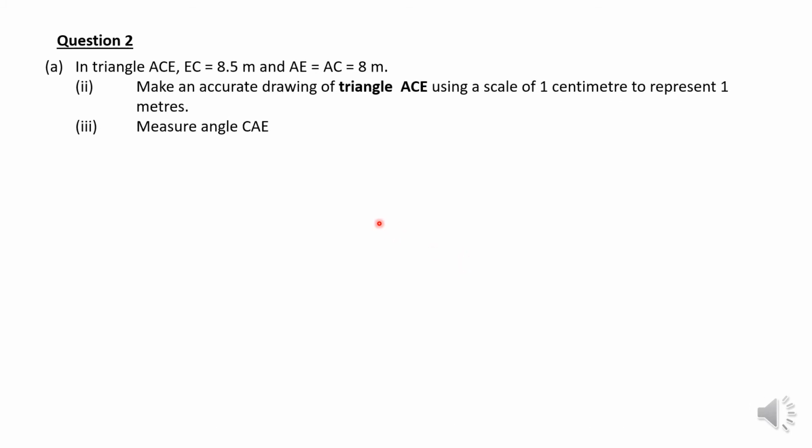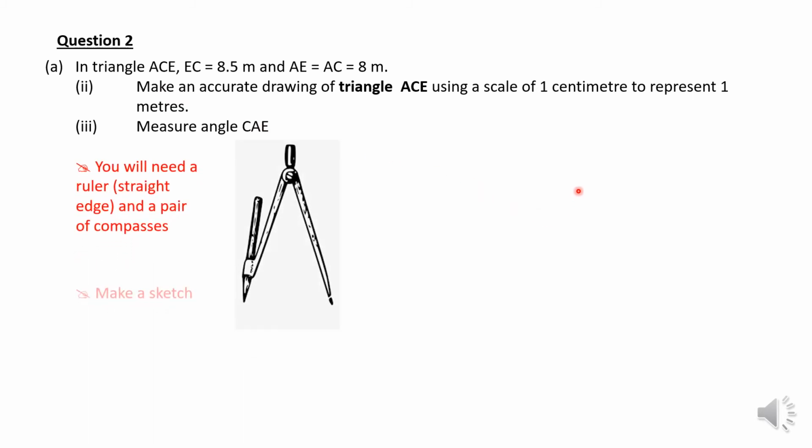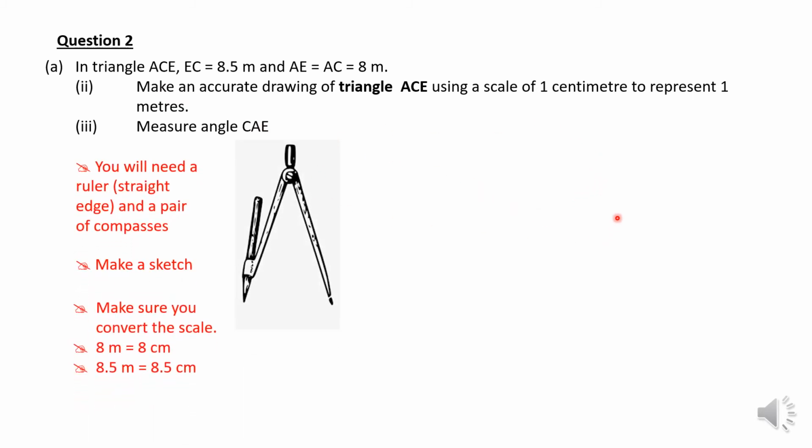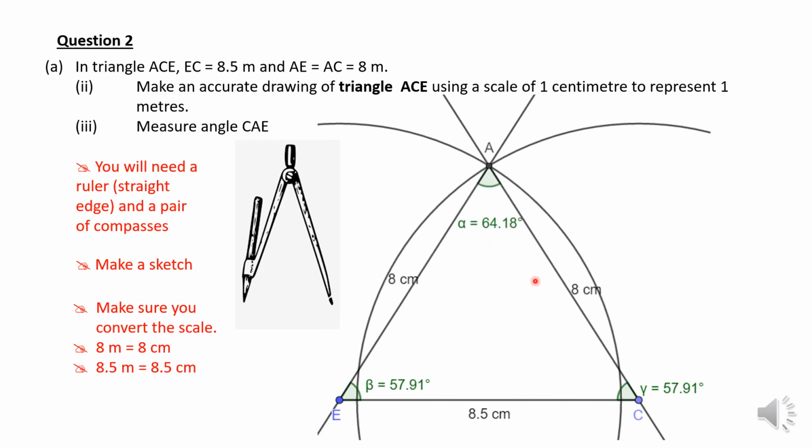The second question, again, you're supposed to draw a triangle, ACE. This is an equilateral triangle. So when you make yourselves a sketch, you realize that you are dealing with an equilateral triangle, and also make sure that you understand your scale. Your triangle should look something like that, and when you're asked to measure that angle, CAE should be about 64 degrees, maybe 65 I will accept.